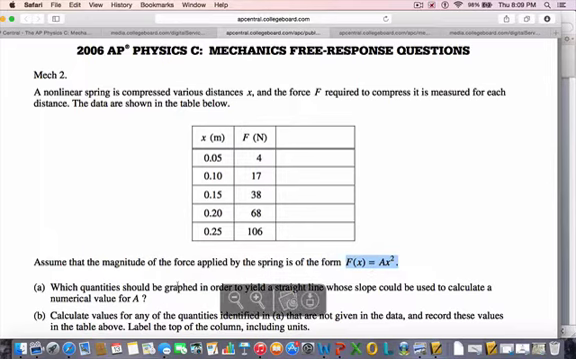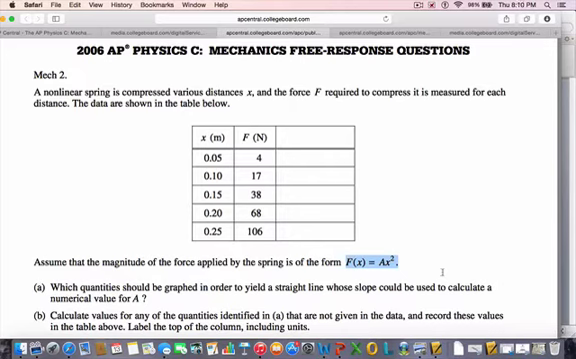So the correct answer to A, what should be graphed to yield the straight line, to linearize, is f, which is already to the first power, so no manipulation required for f, and x squared. That's it. If you can just do f and x squared, you get part A correct.